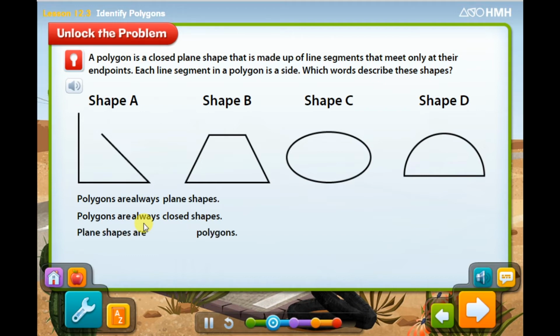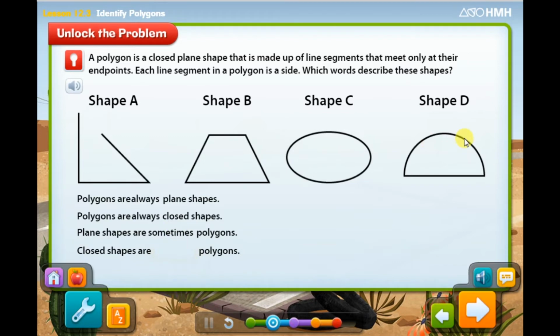Are plane shapes sometimes, always, or never polygons? Sometimes plane shapes are not polygons, like this shape and this shape and this shape. They are all plane shapes, but they are not polygons. So plane shapes are sometimes polygons. Shapes A, C, and D are plane shapes, but they are not polygons. Shape B is also a plane shape, and it is a polygon. So plane shapes are sometimes polygons. Are closed shapes sometimes, always, or never polygons?